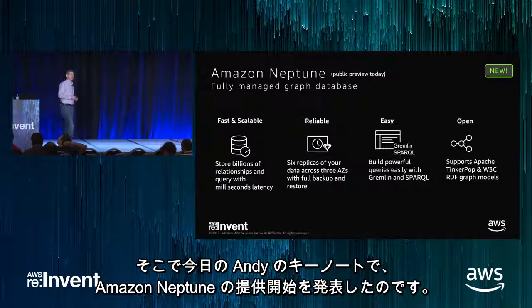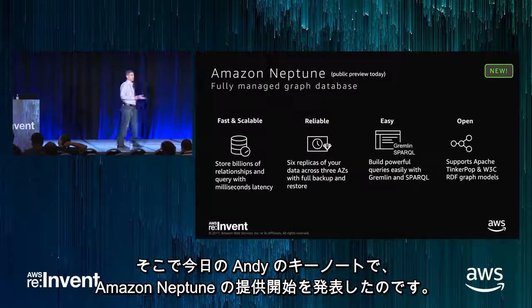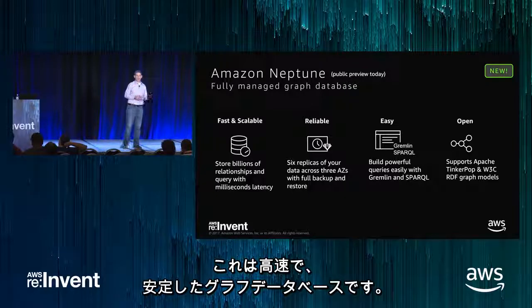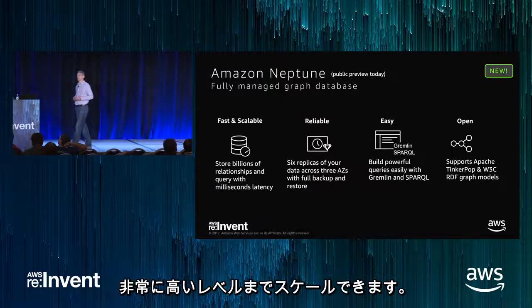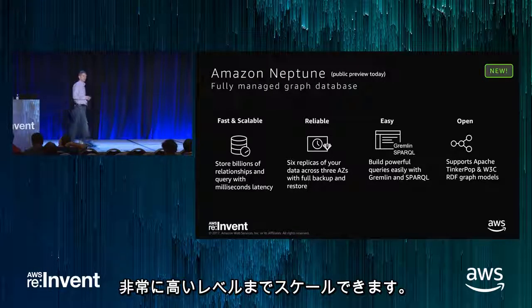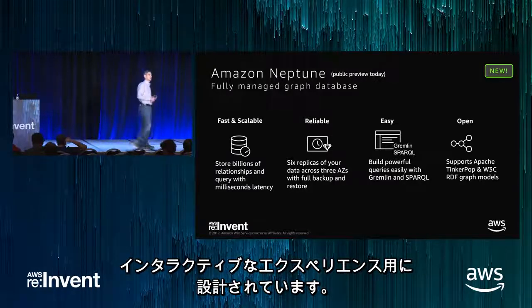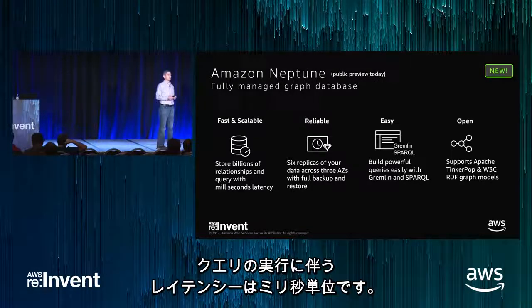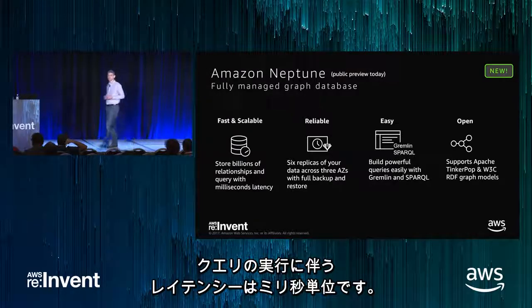And so today in Andy's keynote, we announced the availability of Amazon Neptune. It's a fast, reliable graph database. It's built to store billions of relationships, so this thing can scale to a very high level. It is engineered for interactive experiences, so you can basically query it with millisecond latency.